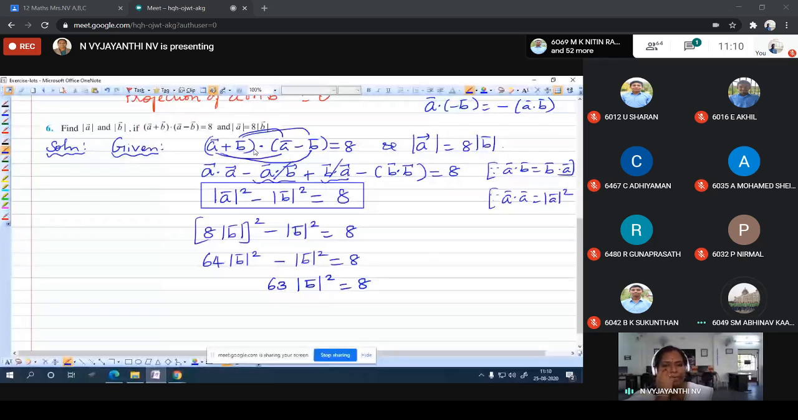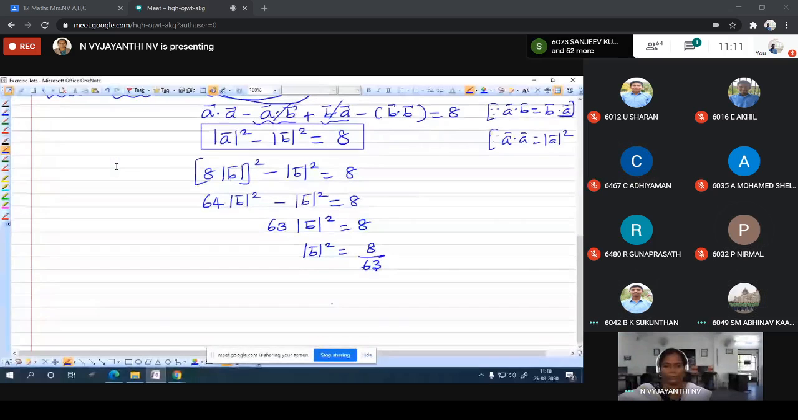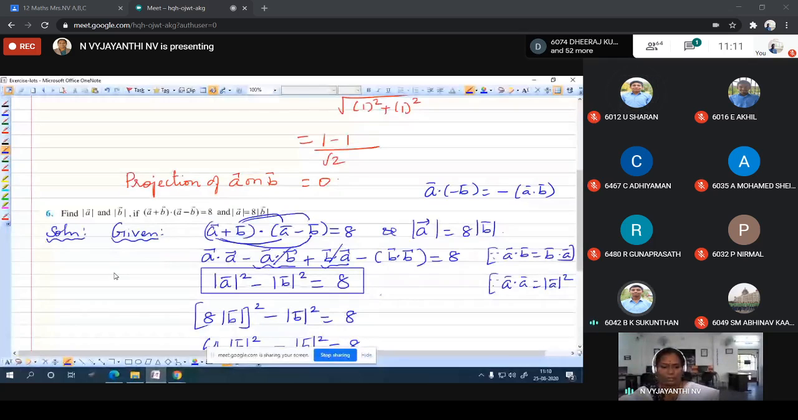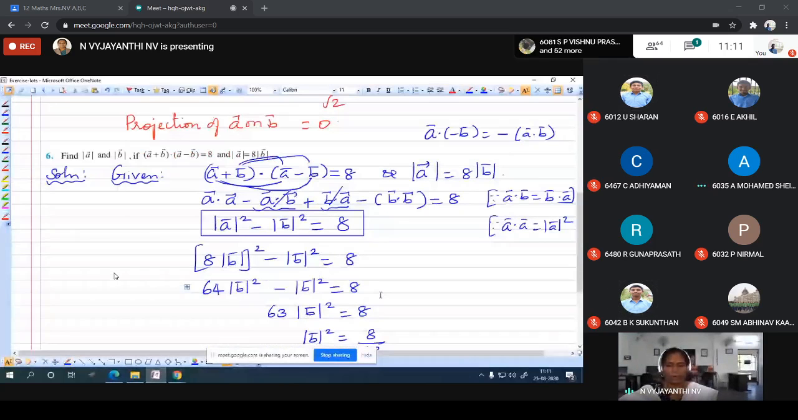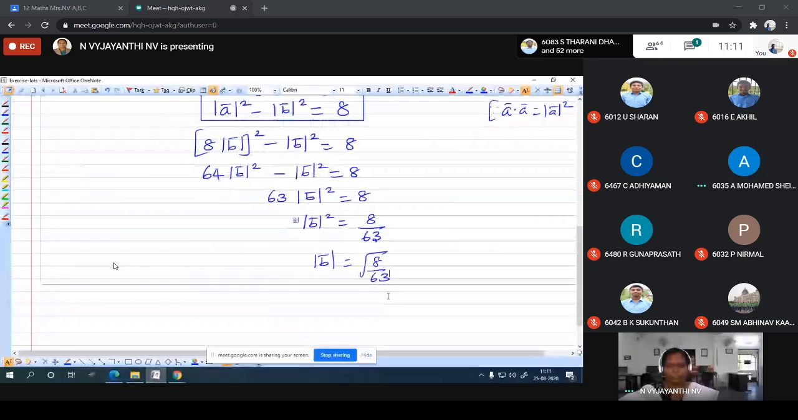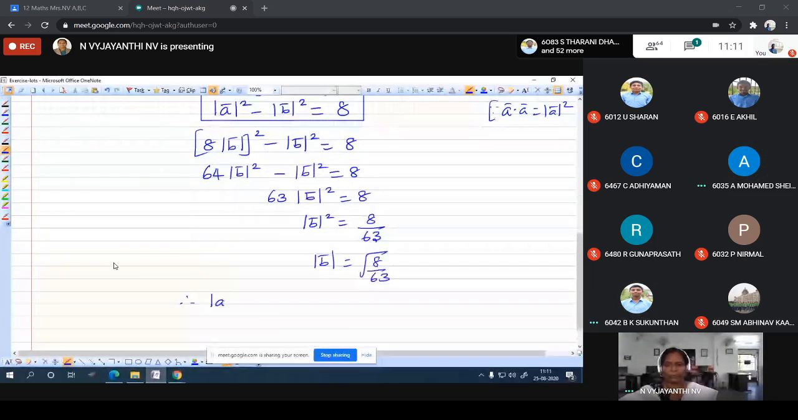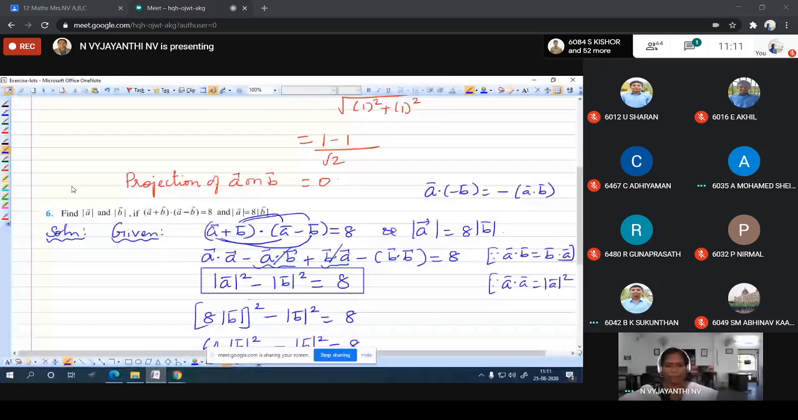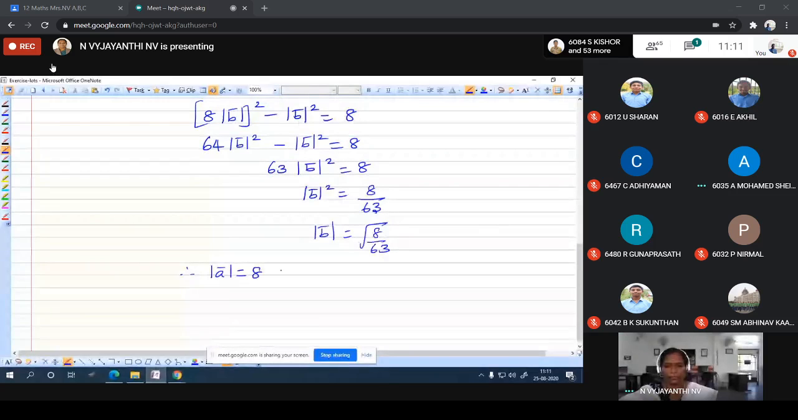Is it correct? Did I make any mistake? So what is modulus of B square equal to? 8 by 63. And modulus of B equal to square root of 8 by 63. Is this correct? Okay. We have derived modulus of B. What will be modulus of A? 8 times the modulus of B. 8 times square root of 8 by 63.